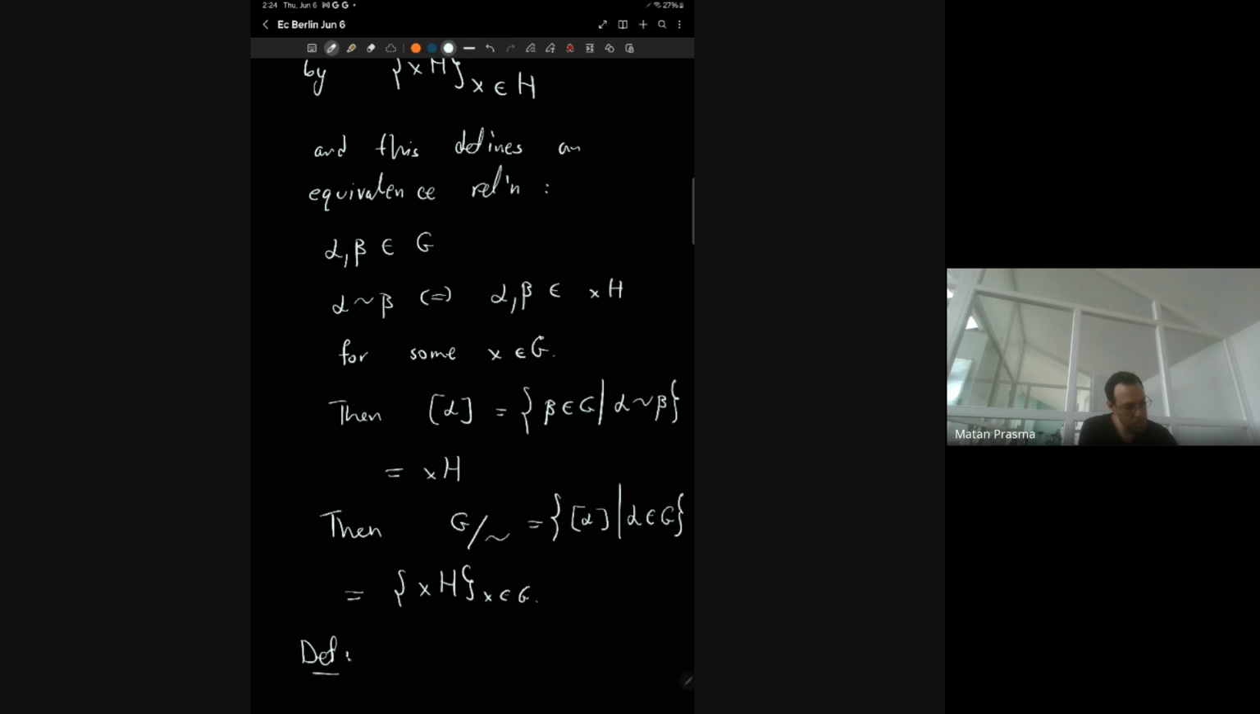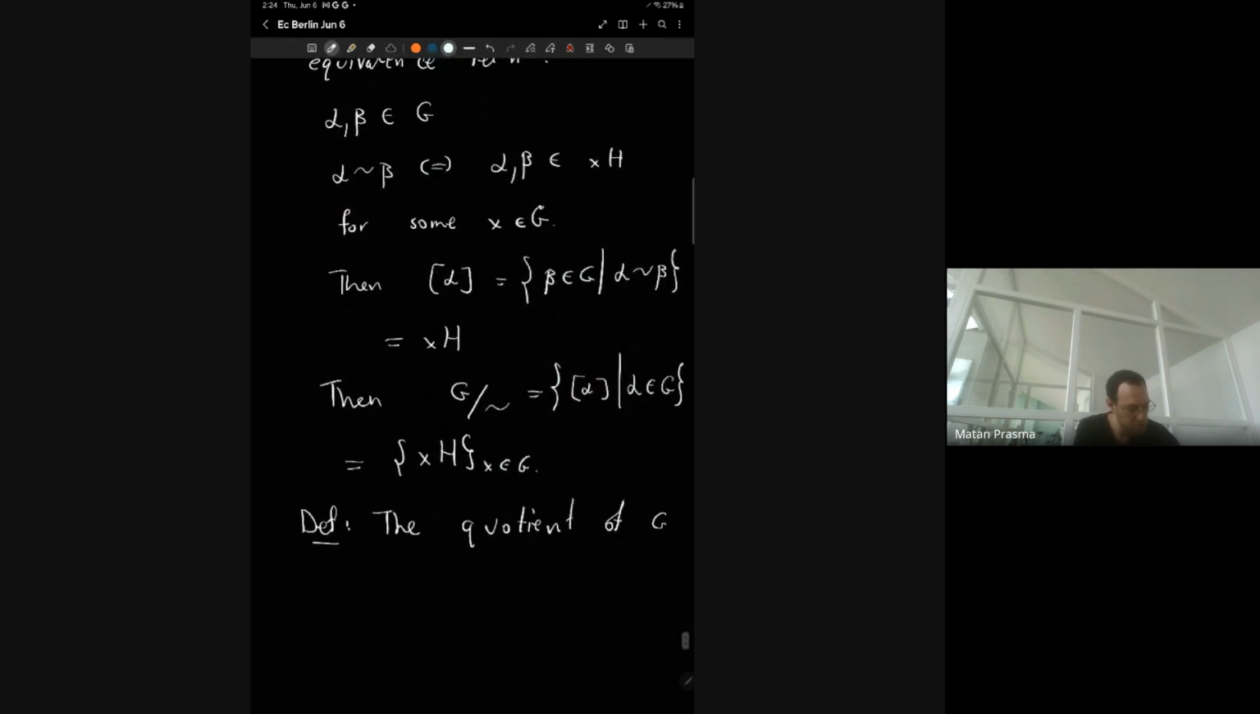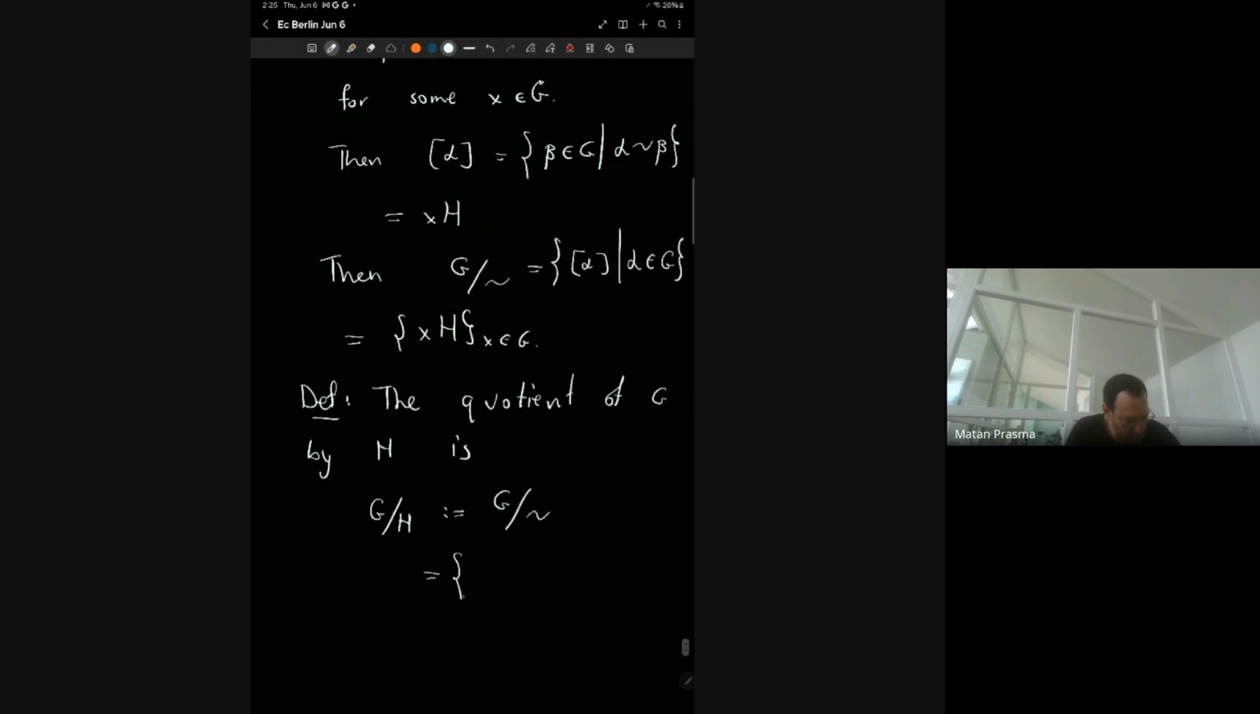Definition. The quotient of G by H is this guy, G mod H. I define it to be the quotient of G by the equivalence relation coming from the cosets, all the cosets of H. I.e., this is just the quotient, in plain words, simply the collection of all cosets. Okay.